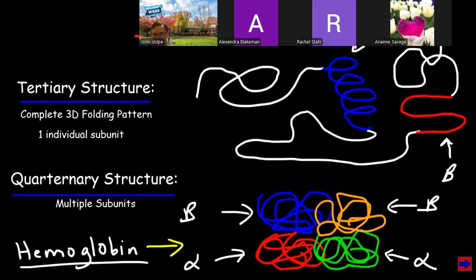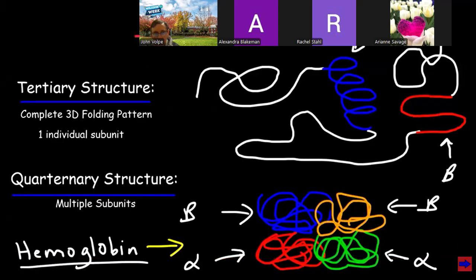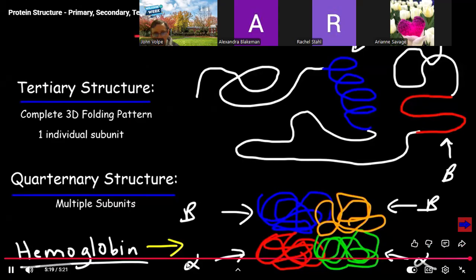So hemoglobin is an example of that. It has 4 individual subunits, 2 alpha subunits and 2 beta subunits. So hemoglobin is a protein with a quaternary structure. And so that's basically it for this video. Hopefully it gave you a basic understanding of proteins and the 4 levels of structure that they have. Thanks for watching.